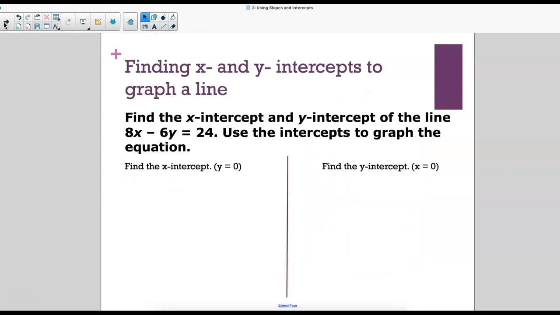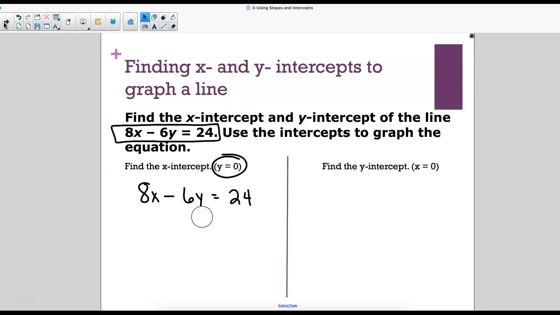Okay, so we're going to try this again, doing the same thing, using the x and y intercepts to graph the equation. If I want to find the x-intercept, y has to equal 0. So we're going to take this equation, 8x minus 6y equals 24, and let y equal 0. I'm going to erase the y and put a 0 there. Now I have 8x equals 24. Divide by 8, x equals 3. So the x-intercept is 3.